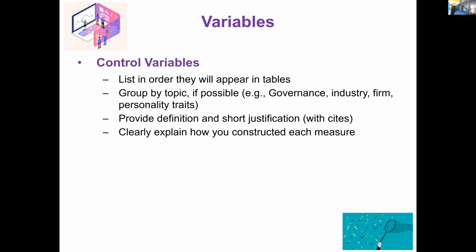When you describe them, make sure you provide a clear definition of how you operationalized it, and a short justification with the citation if possible for why you're including them, because there are challenges and problems with control variable proliferation in models, and they can actually affect your results. And so it's important to say, here's why I'm controlling for these things. They also help you address the different validity threats and show that you're trying to rule out some of these different threats to validity, and that also enhances your credibility. And finally, clearly explain how you constructed each of these measures.